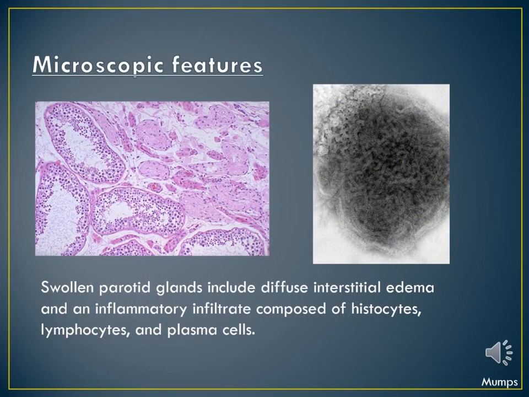Mumps usually occurs in the parotid gland. So the microscopic features of swollen parotid glands include diffuse interstitial edema and an inflammatory infiltrate composed of histiocytes, lymphocytes and also plasma cells. The picture on the right shows an electron microscopic feature of the swelling.